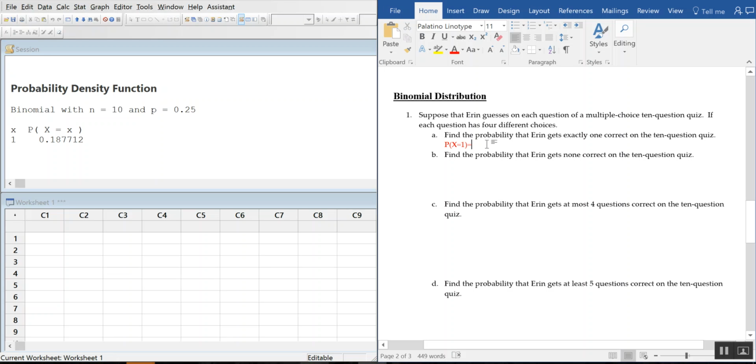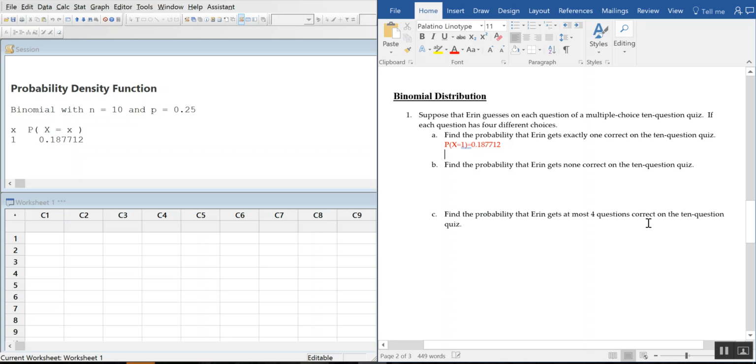Ta-da! It seems kind of low. Were you expecting that? Were you expecting something pretty high? Like, oh, the probability she gets 1 right should be high. But you need to keep in mind that distributions have a certain amount of expectation along with this. So what do I mean by that?